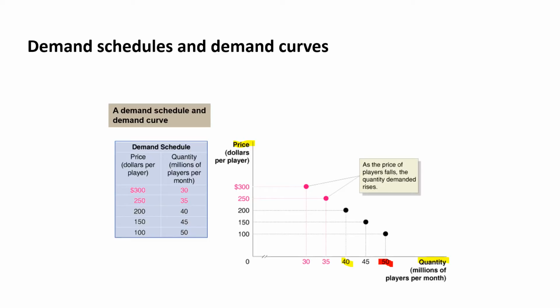So we can say that the relationship between the price and quantity is negative. When we link all these dots together, we will have a downward sloping curve. This downward sloping curve represents the demand curve.